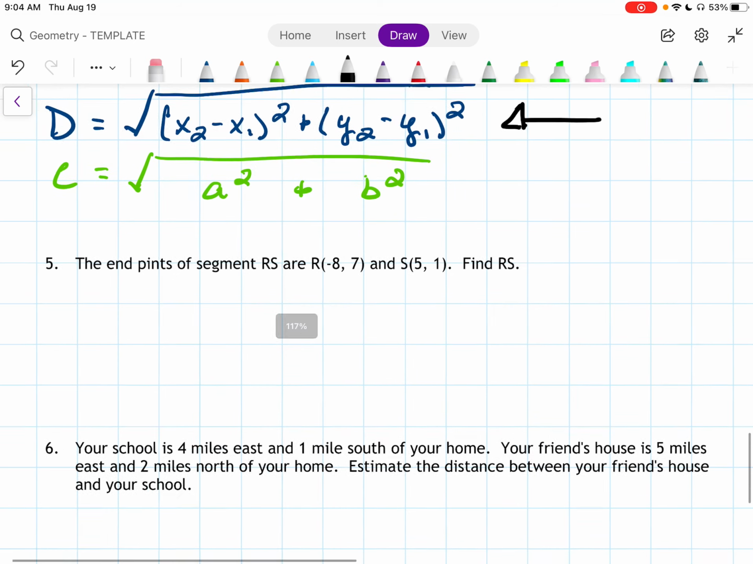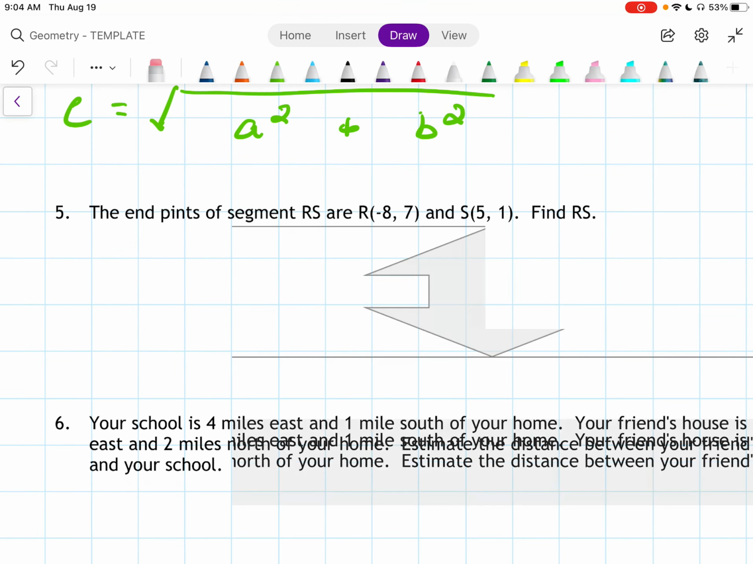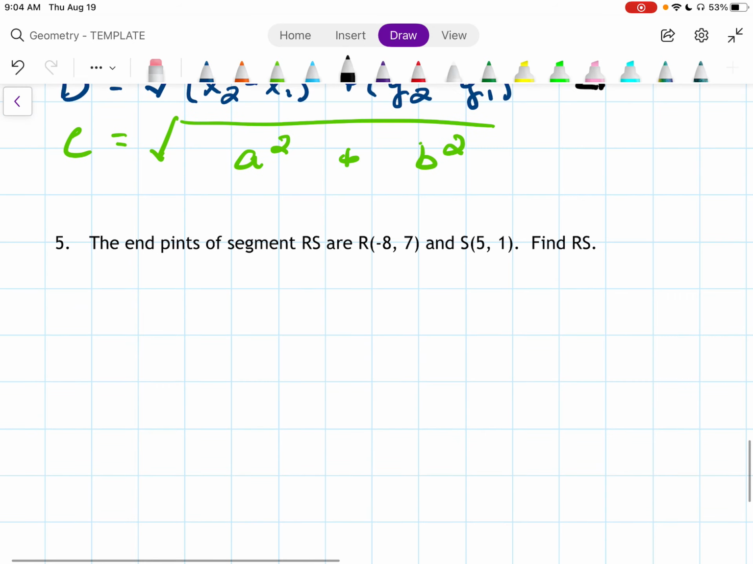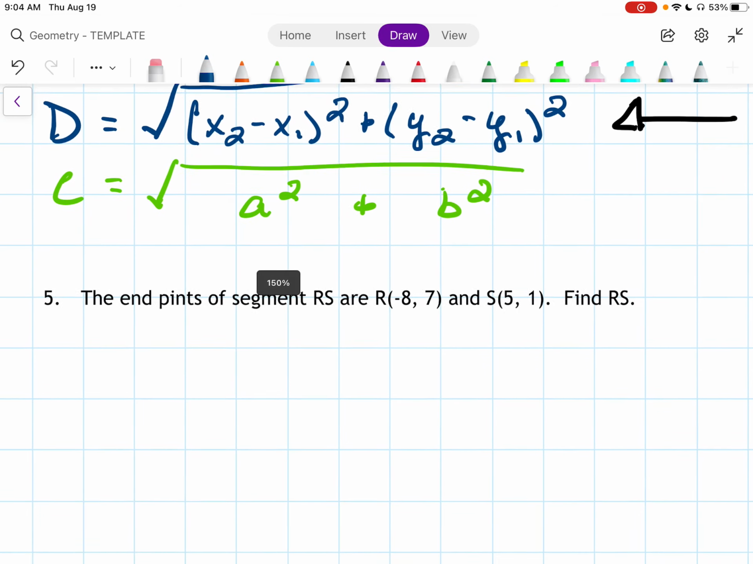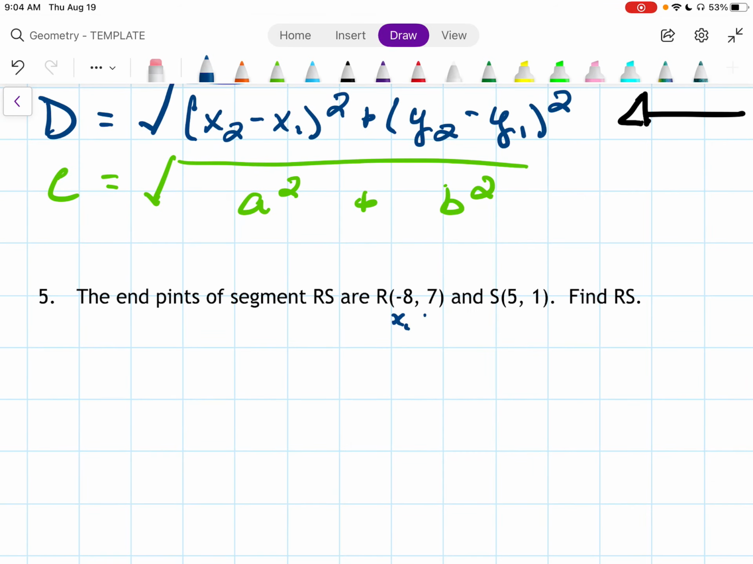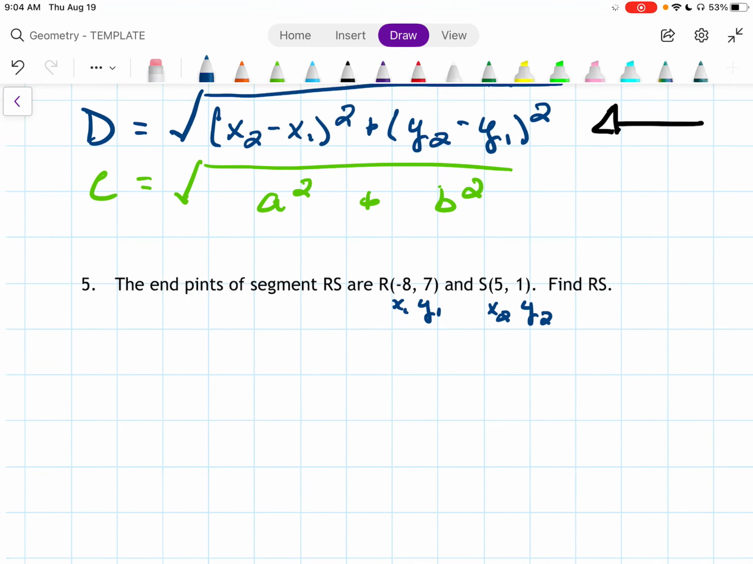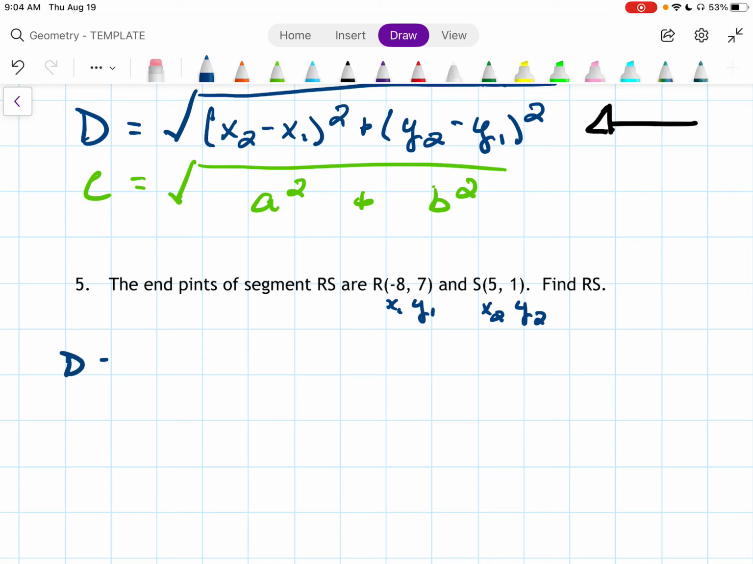Number 5. The endpoints of segment RS are R, negative 8, 7, and S, 5, 1. Find RS. So here I'm going to use my distance formula, and I'm going to label everything first. Here I have x1, y1, x2, y2. So my distance is going to be equal to big square root. I'm going to have 2 sets of parentheses squared.